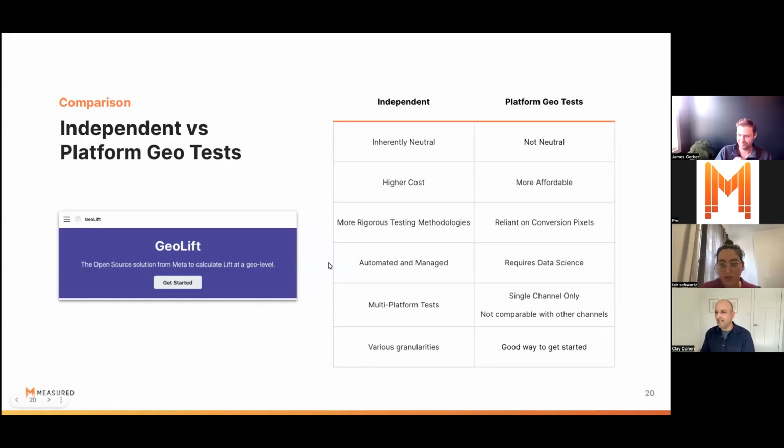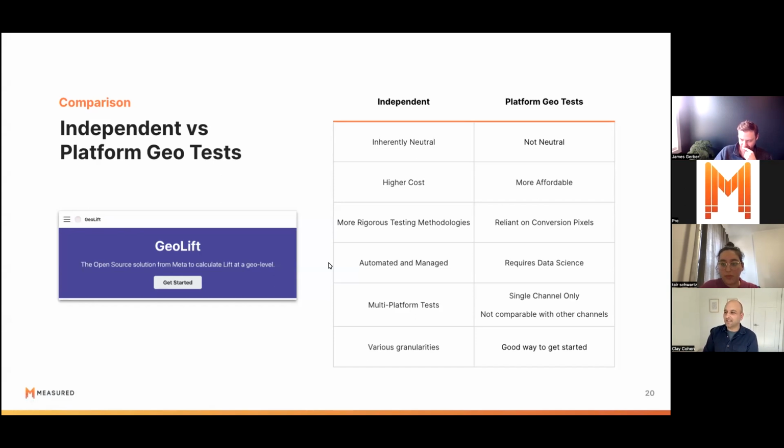And that context is often really, really important. Oh, am I not sharing my screen? Oh, shoot. Sorry, guys. Here you go. Now you can see my nice little table here, again comparing independent and platform geotests.